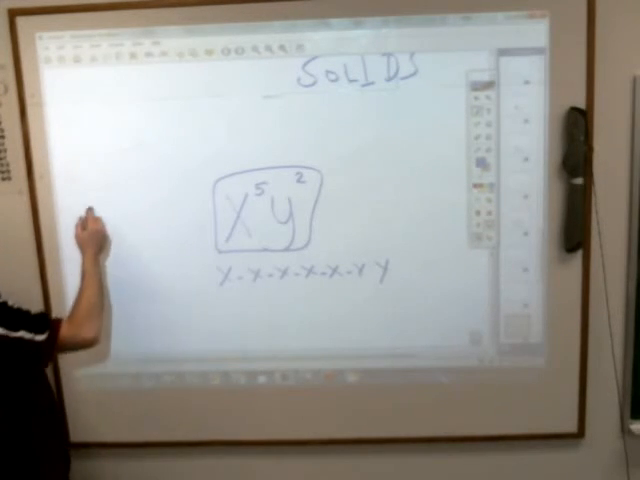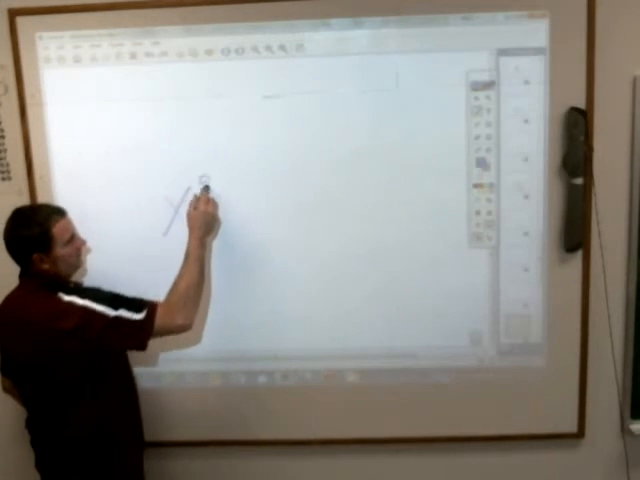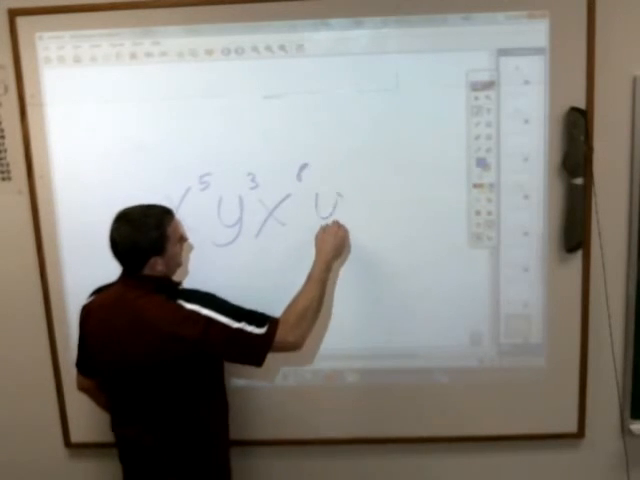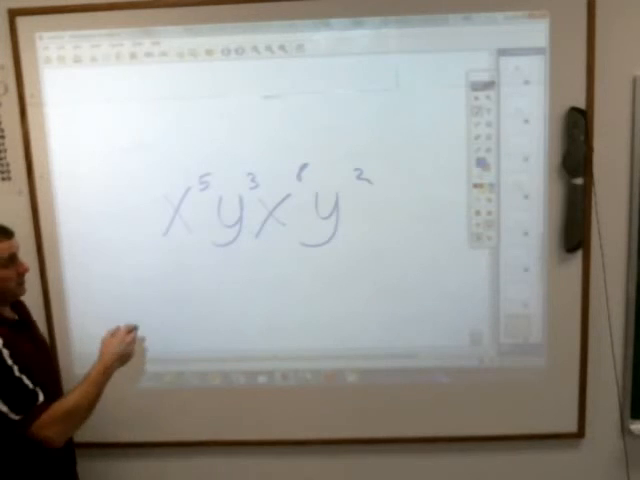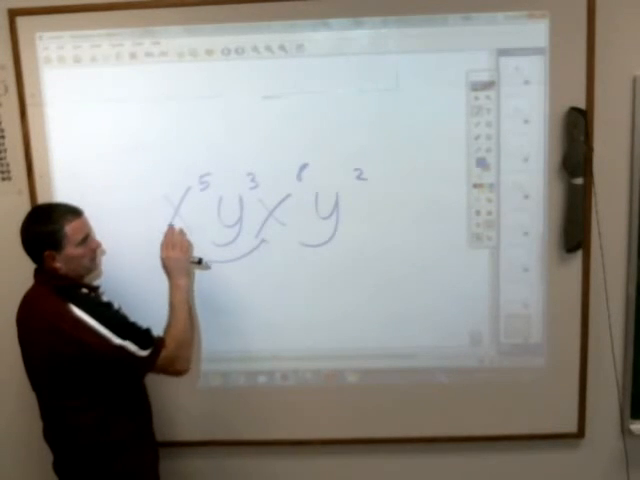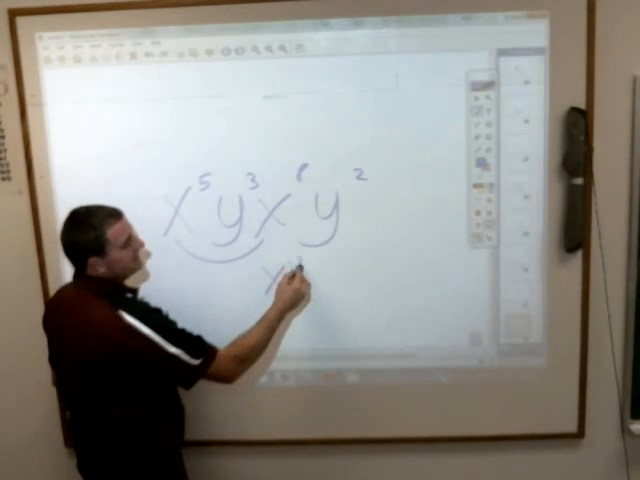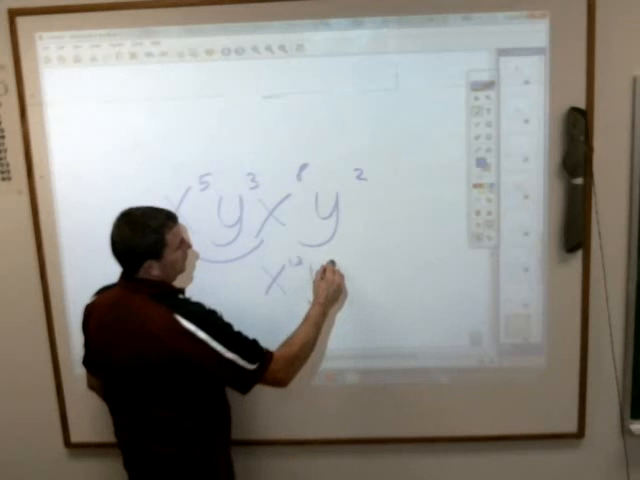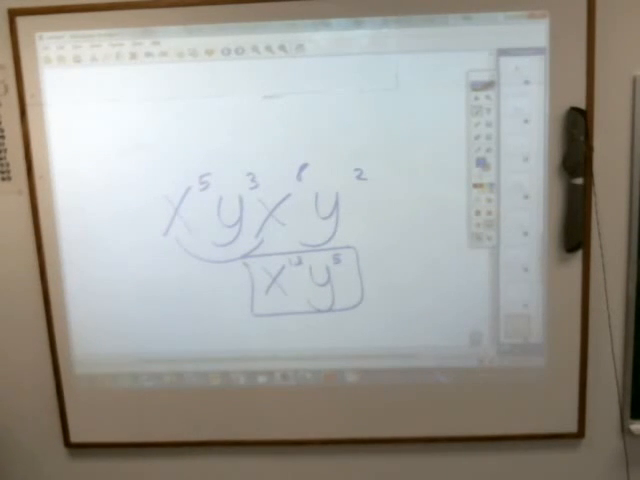Now, if you have something that looks like this, and I think we've already done this, x to the 5th, y to the 3rd, x to the 8th, y to the 2nd. You can put the x factors together, x to the 5th and x to the 8th combine to give you x to the 13th power, and y to the 3rd and y squared combine to give you y to the 5th power, but you can't do any more than that when you combine them.